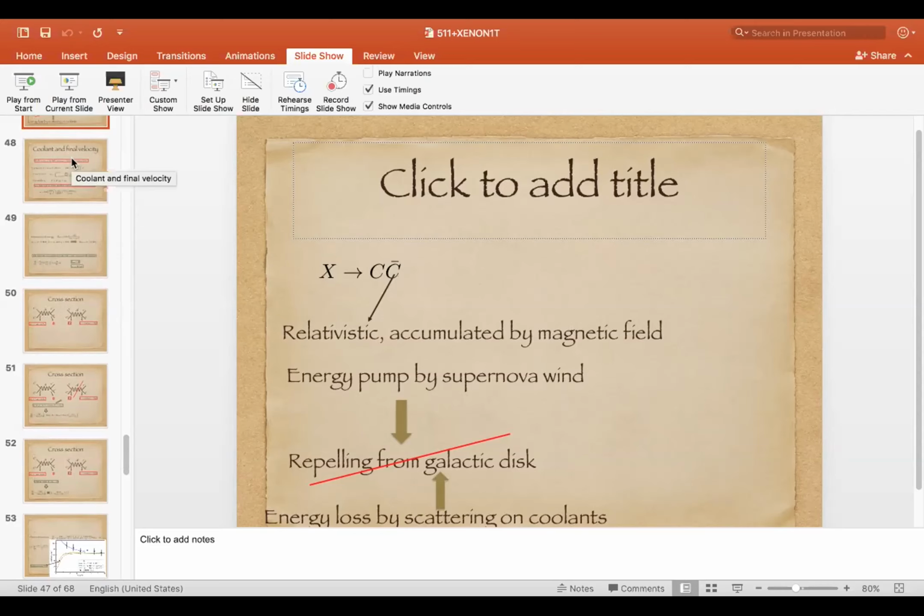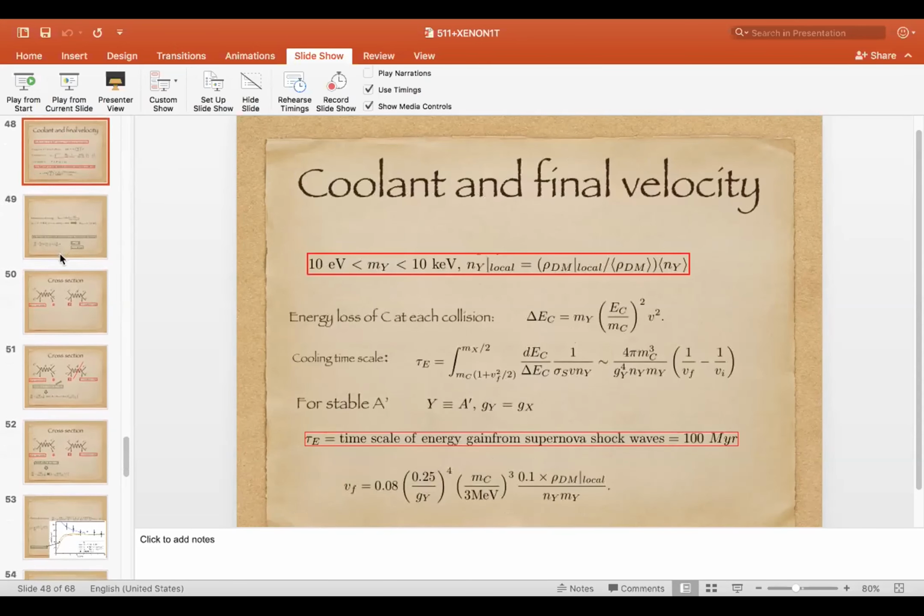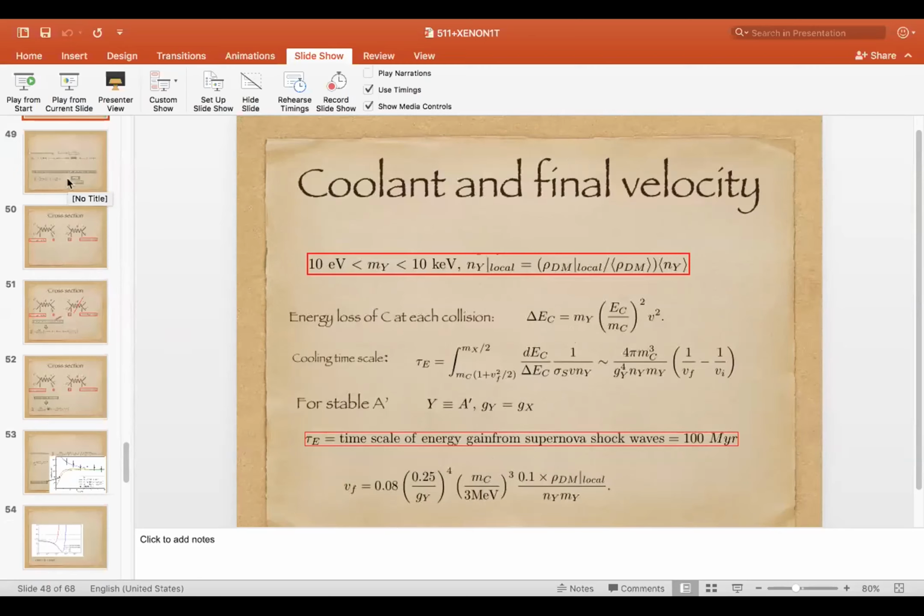Doing so, next slide, please. Doing so, we find that the final velocity is something like 0.08 times the velocity of light, of course, which is relatively large relative to the velocities of dark matter in the galaxy. Okay, next slide, please.